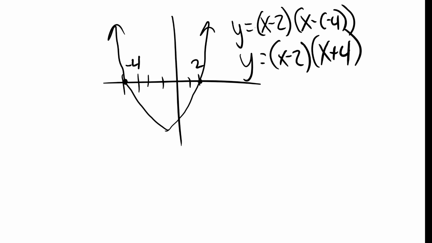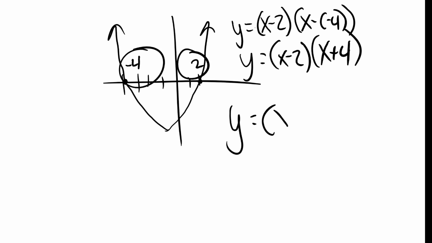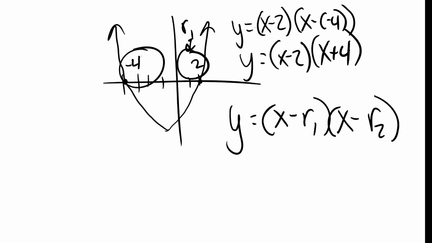And that's about it for what you need to do for factored form right now. We're going to be doing a little bit more of matching pictures to graphs, but this is the basic kind. You just take these two numbers and you do y equals x minus the first root, r1 here, times x minus the second root, which in this case was negative 4. And so you can use this equation to do any of these kind of questions.